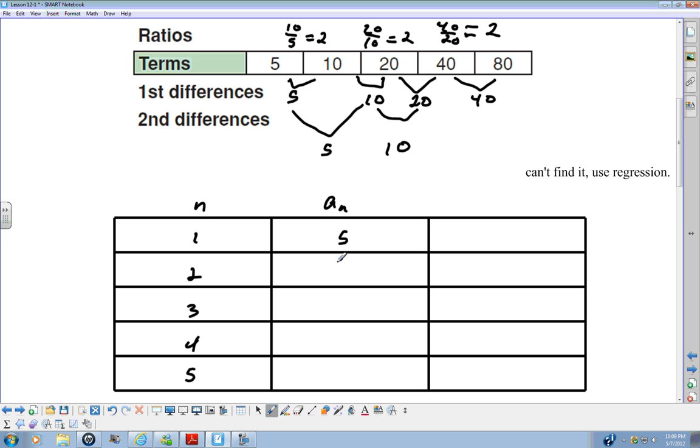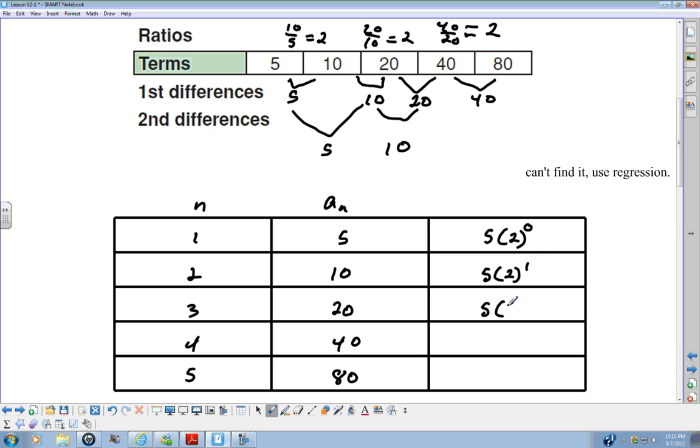would be 5, 10, 20, 40, and 80. So this would be 5 times 2 to the power of 0, because 5 is our number and we multiply by our constant ratio. This would be 5 times 2 to the first power to get 10.